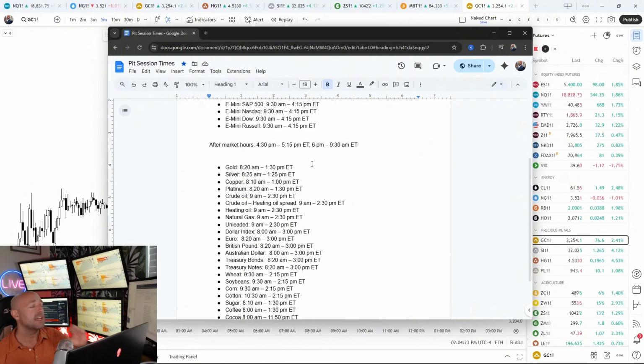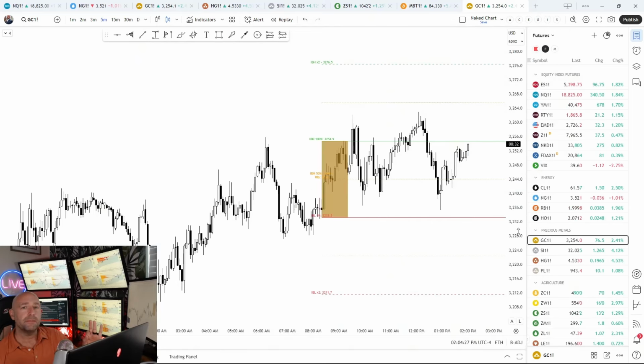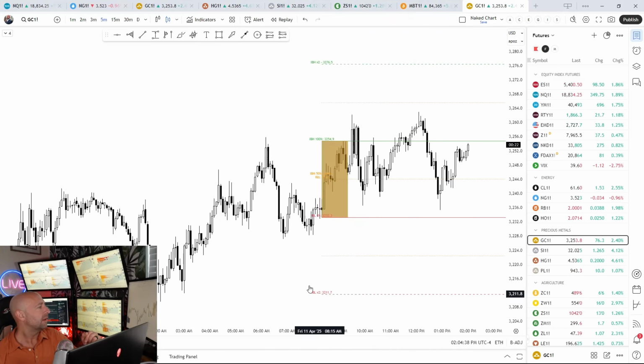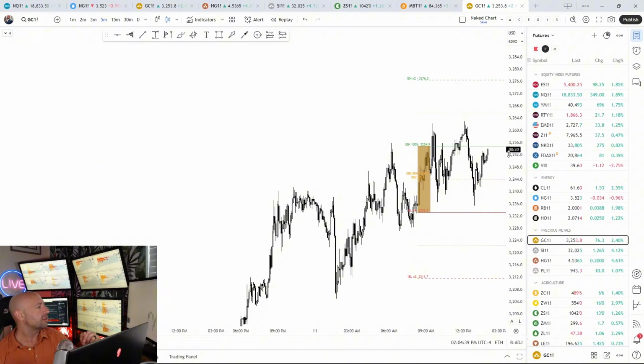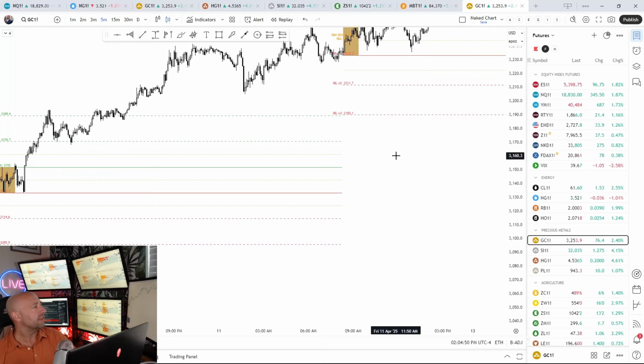So it just goes on like this. They all have different initial balance times. So you just want to make sure that's reflected in the indicator. Okay, so you can adjust that here. I like to not only display the current IB levels, but I like to see yesterday's as well. These yesterday's levels will also be important.